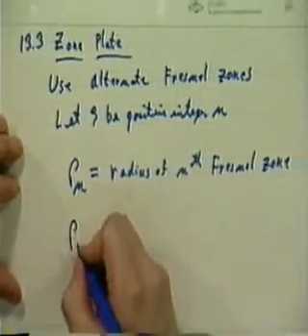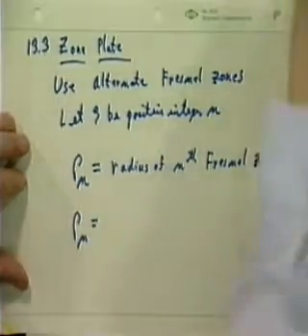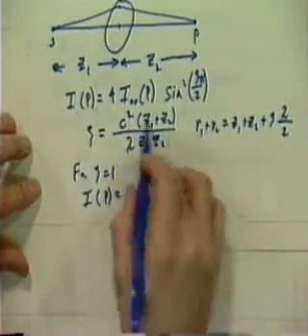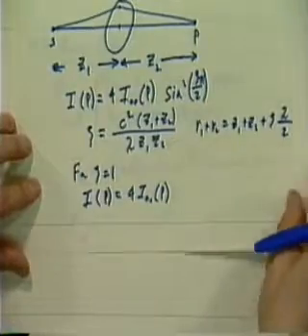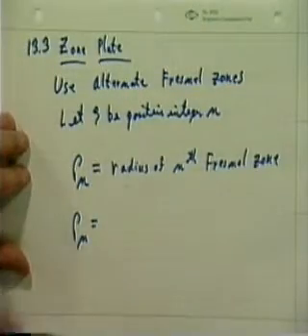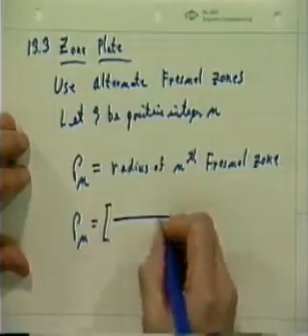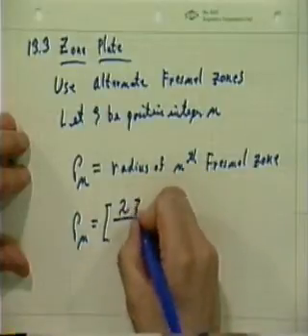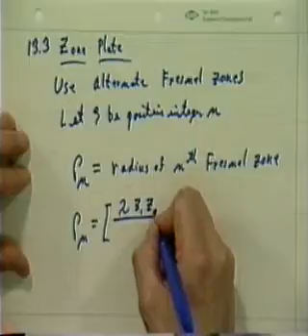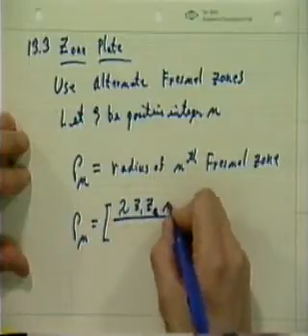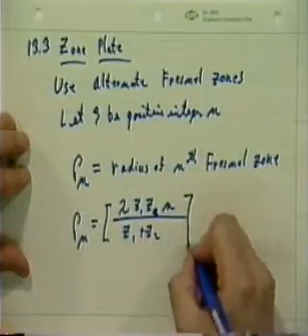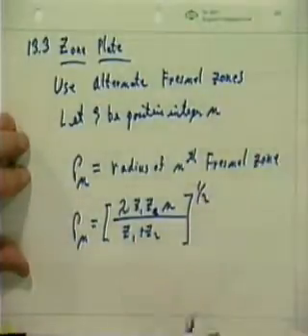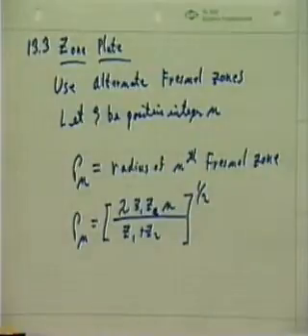And so rho sub n, from this expression right here, which also comes from right here, will be equal to the square root of lambda z1 z2 times 2n, divided by z1 plus z2. Okay? So that's the radius of the nth Fresnel zone.